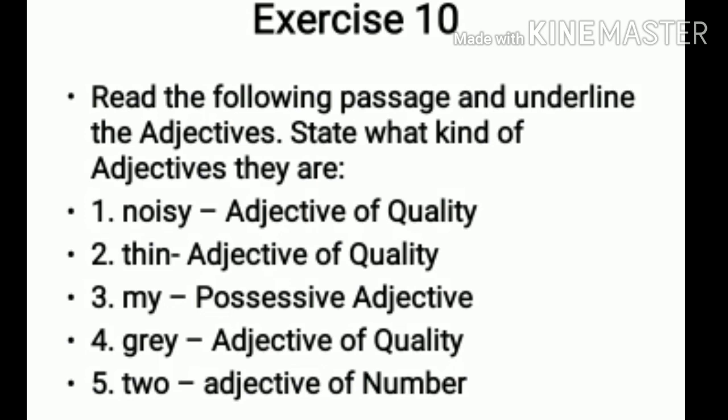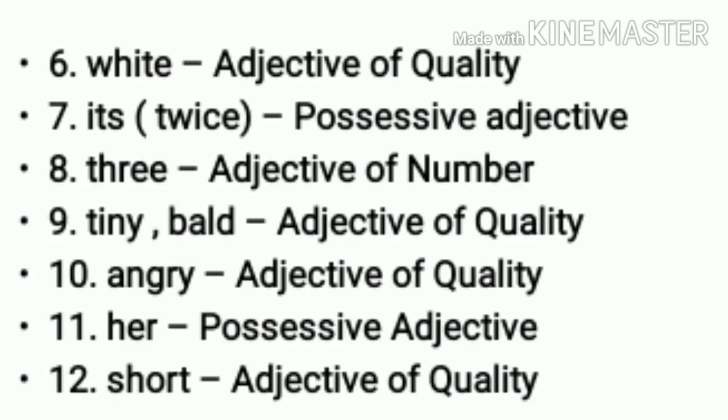Fifth, two. It is adjective of number. Sixth, white. Adjective of quality. Seventh, its, is twice in that passage. So both are possessive adjectives. Eighth, three. Adjective of number. Ninth, tiny and bold. Both are adjectives of quality. Tenth, angry. Adjective of quality.